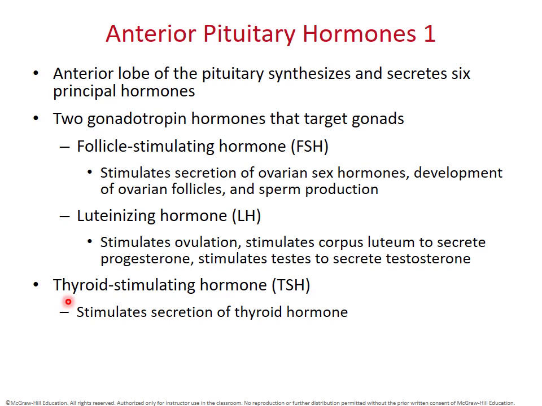Another tropic hormone, again a hormone that affects another gland, is thyroid stimulating hormone, also known as thyrotropin. And of course, thyroid stimulating hormone is a hormone that stimulates activity of the thyroid gland and the release of thyroid hormone.